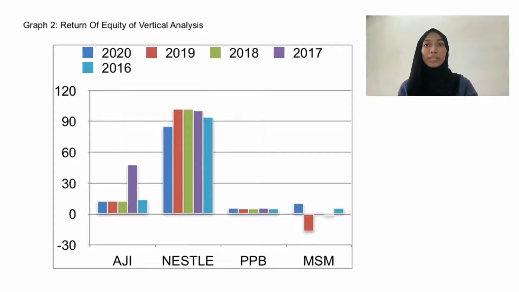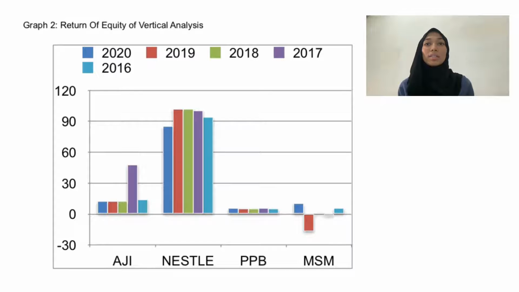For ROE, return on equities, Ajinomoto's ROE is only 12.46 in 2020 while the previous years were 12.45 and 12.34 in 2019 and 2018 respectively. Nestlé's ROE is 64.44 in 2020 while the previous years were 101.1 and 100.71 in 2019 and 2018 respectively.